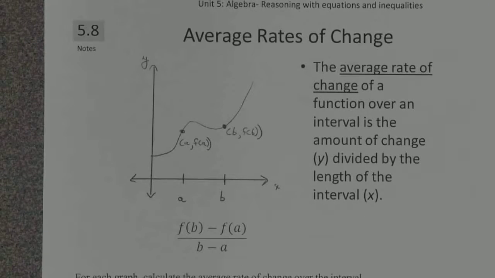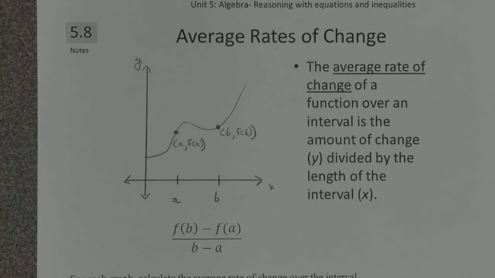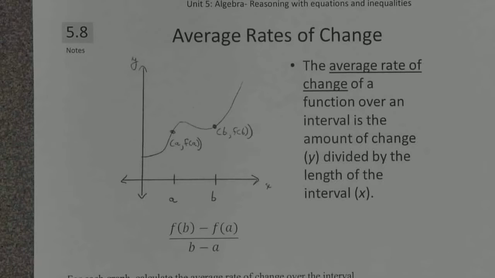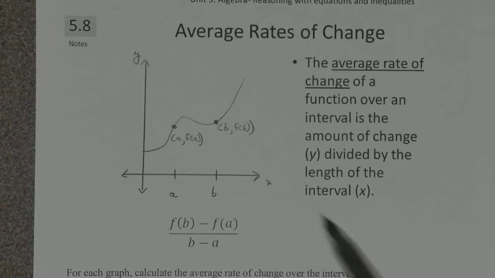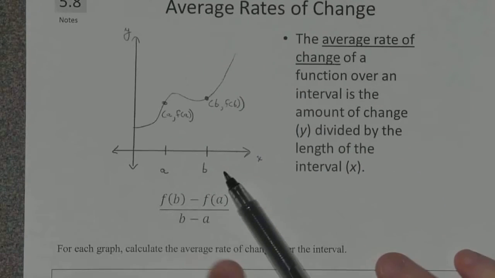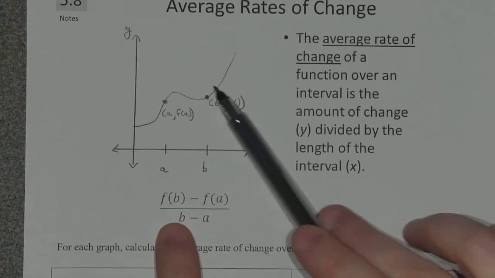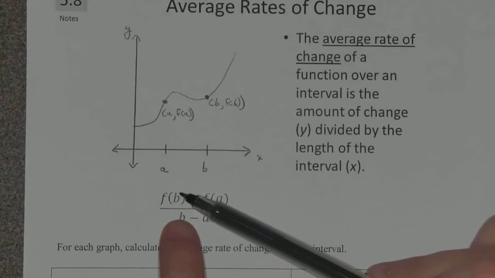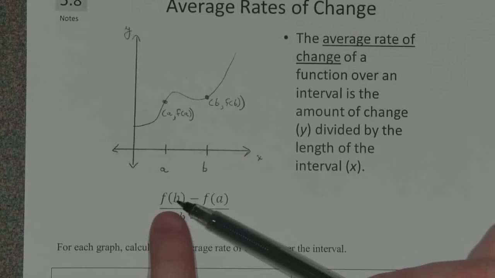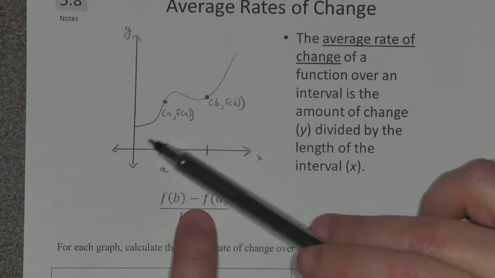All right, so average rate of change today is what we're talking about. And just a second ago on the bell work, we did slope, which is the exact same thing as the average rate of change. The formula looks a little bit different for the average rate of change, but if we talk about what it's really looking like here, this is the function of B and the function of A.